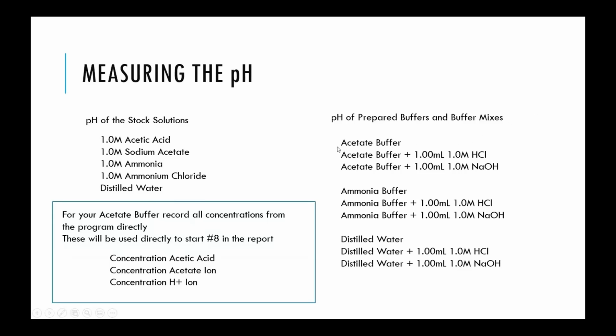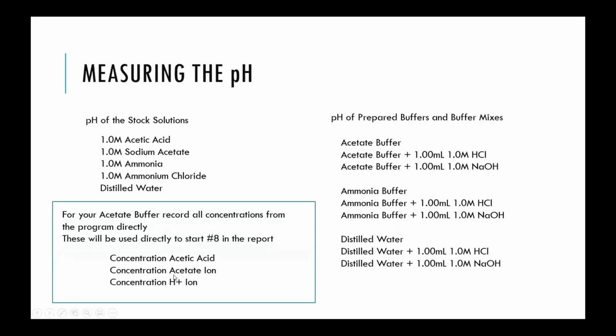And then your prepared buffer, both the acetate and ammonia buffer, as well as the pH when you add exactly 1 milliliter of HCl, which is a strong acid. But how does the pH change for the acetate buffer, your ammonia buffer, and for distilled water? You'll also look at how the pH changes when you add 1 milliliter of sodium hydroxide, which is a strong base. So you'll add 1 milliliter of sodium hydroxide to your acetate buffer, your ammonia buffer, and distilled water. And you're going to be recording the pHs for all of those measurements.